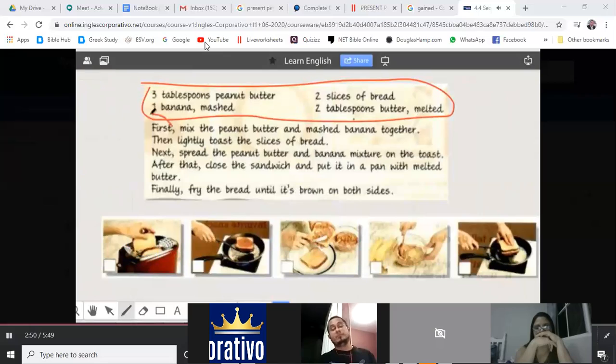And so we use the first one, first, mix the peanut butter and mashed potato together. Then we use another sequence adverb, we use then. Lightly toast the slices of bread. Next, spread the peanut butter and banana mixture on the toast. After that, close the sandwich and put it in a pan with melted butter. And finally, fry the bread until it's brown on both sides.